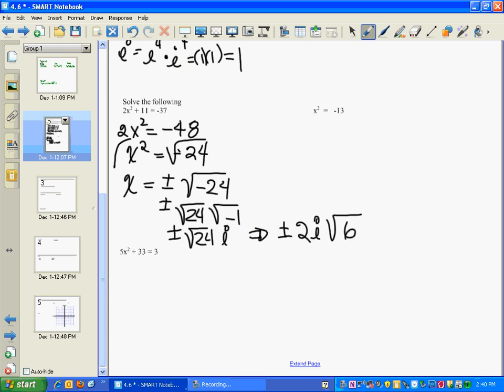So the only thing that's different now is that we're dealing with a negative value under the square root, and we're going to define that to be i. All the other work that we've done is the same. Okay?